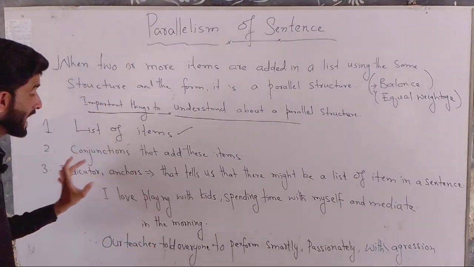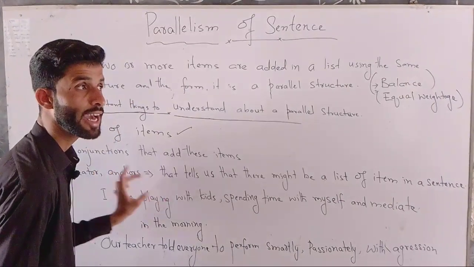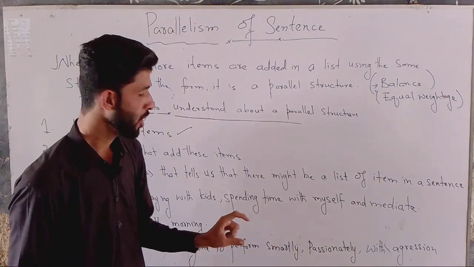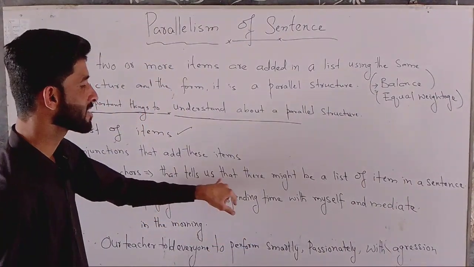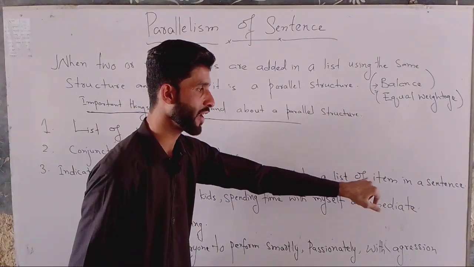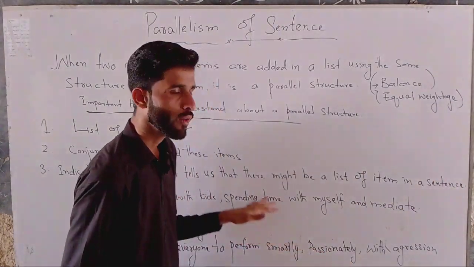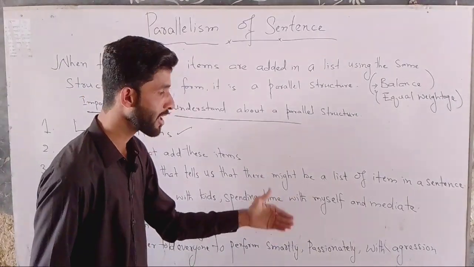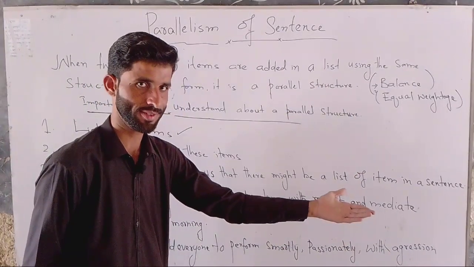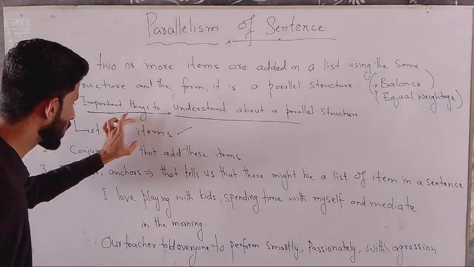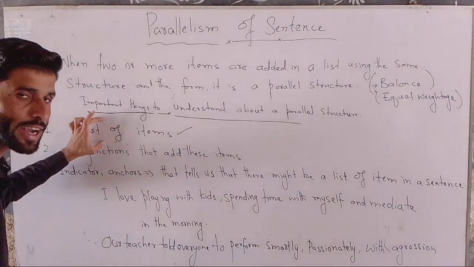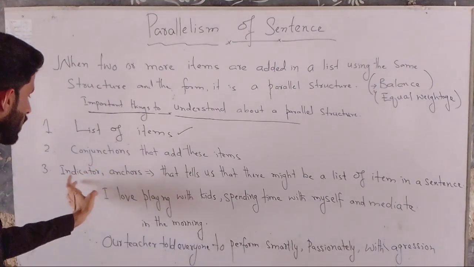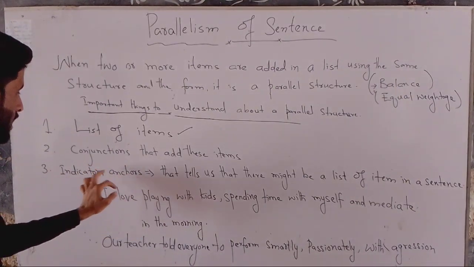Number third, indicator or anchor. There is always a word that indicates, that tells that there might be a list of items in a sentence. What is the work of indicator? It always tells there is a list of different items. We have to take care of these three things: list of items, conjunctions, and indicators or anchors. Two names of the same word, indicator or anchor.